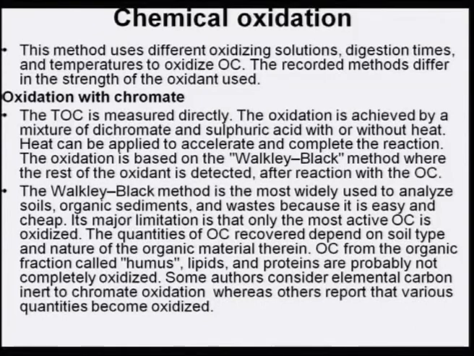Chemical oxidation. This method uses different oxidizing solutions, digestion times and temperatures to oxidize the organic carbon. The recorded methods differ in the strength of oxidant used. Oxidation with chromate. The TOC is measured directly. The oxidation is achieved by a mixture of dichromate and sulfuric acid with or without heat. Heat can be applied to accelerate and complete the reaction.